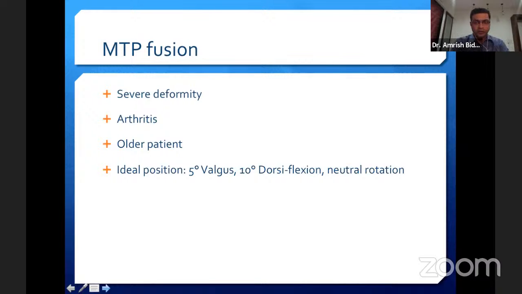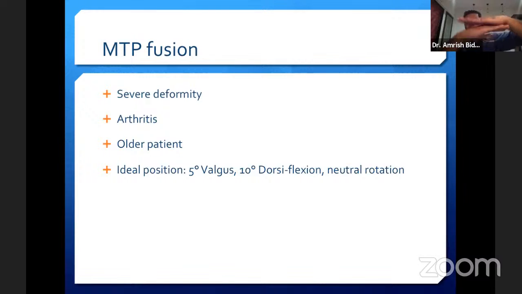As with all fusions, you have an ideal position of fusion. The position for this is 10 degrees of valgus, and, most importantly, around 10 degrees of dorsiflexion and neutral rotation. Now, this 10 degrees of dorsiflexion is very important. You have to tell the patient that when you see your toe, if this is your foot, your toe will be sitting up like this.